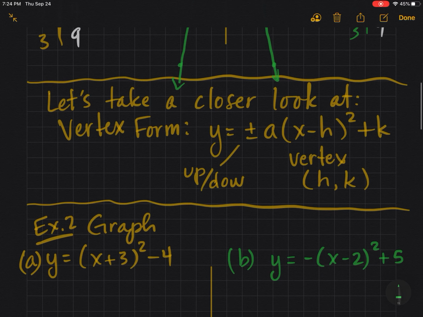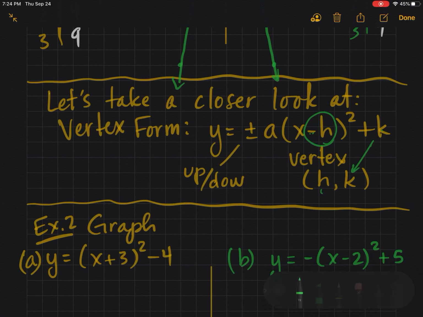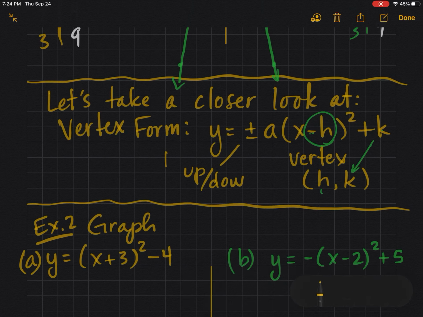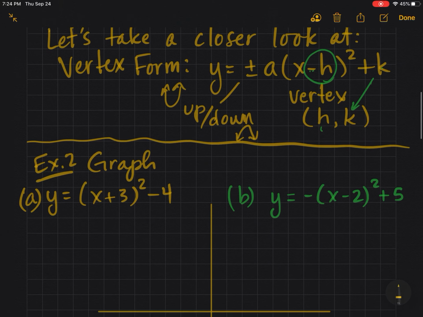Let's take a closer look at vertex form. Vertex form is called that because we can see the vertex. Opposite, so if this is +3, you make this -3. If that's -7, you make this a +7. And whatever this number is, you just keep it the same. The plus sign tells you to open upward. And if it's negative, you open downward. Okay, so you're going to flip it. Don't forget the regular shape.